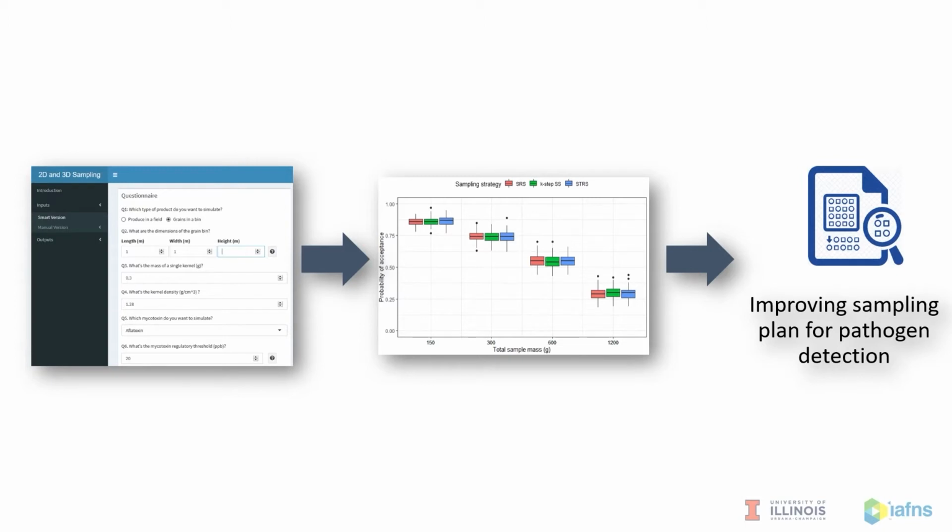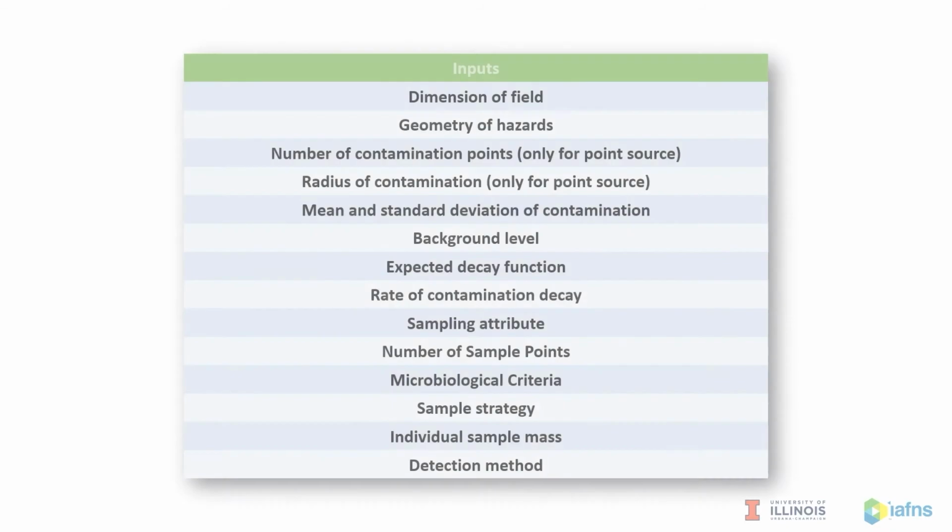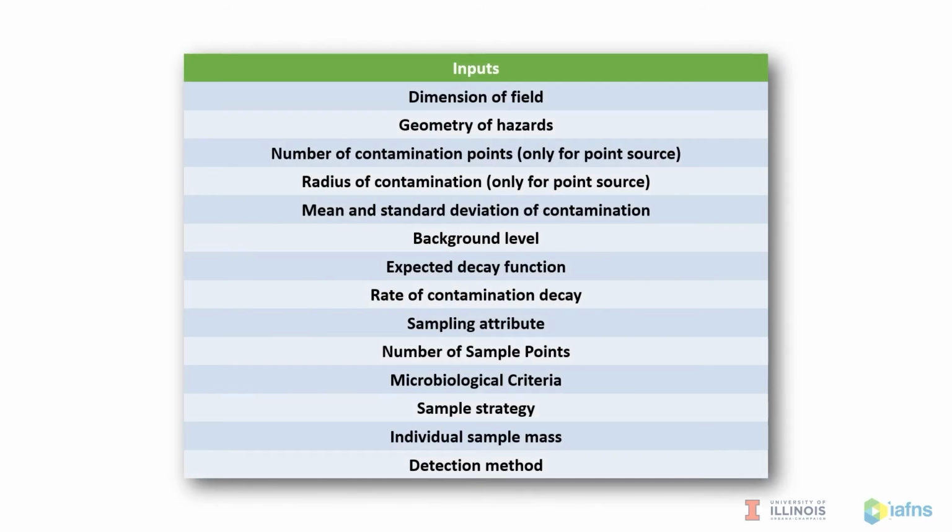This video will explain the required inputs for the sampling simulation of a produce field. These inputs allow the user to simulate and compare results of different scenarios, such as implementation of simple random sampling, stratified sampling, or systematic sampling. In addition, the user can simulate different levels of contamination and evaluate how this affects hazard detection and acceptance probability of the sampling plan. For produce sampling simulation, the app requires 15 inputs.